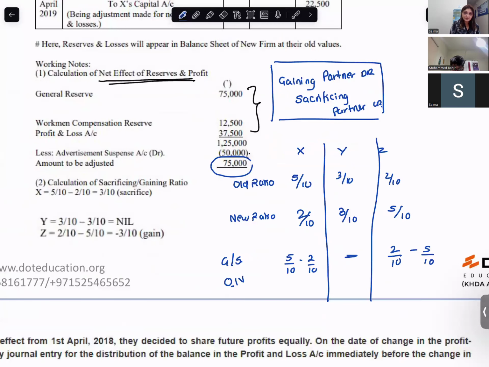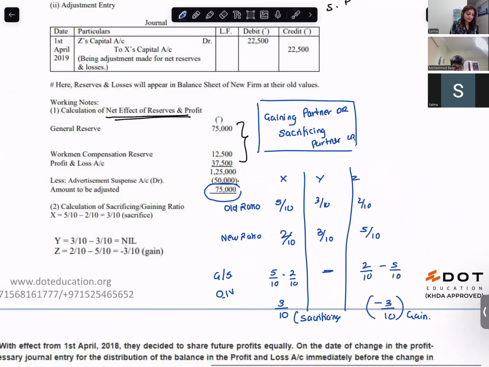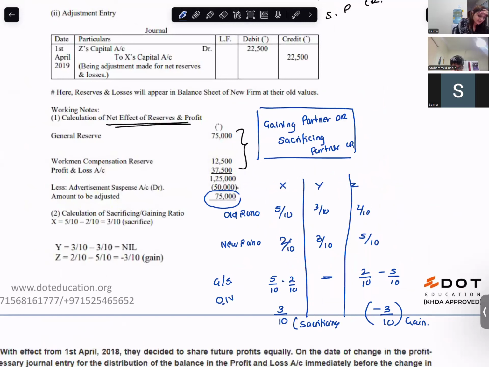Since the denominator is the same, you can subtract directly. So this will be 3 by 10 positive and this will be 3 by 10 negative. So this would be the gaining partner and this would be the sacrificing partner. Gaining partner debit, that means Z's capital account would be debited and X's capital account would be credited. Gaining partner debit, sacrificing partner credit.